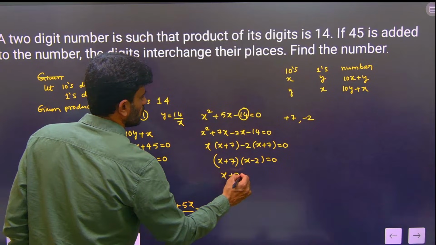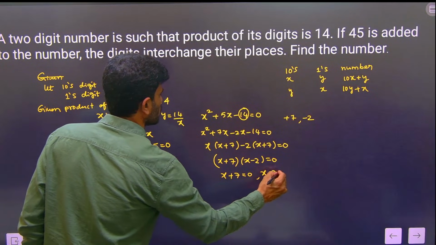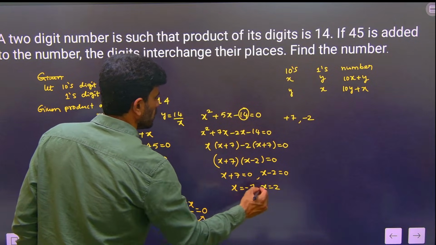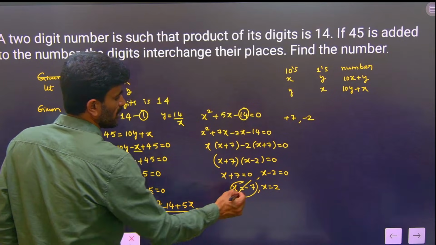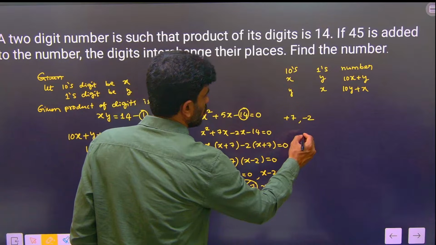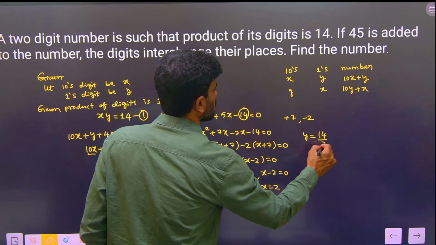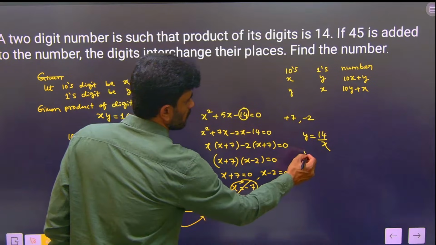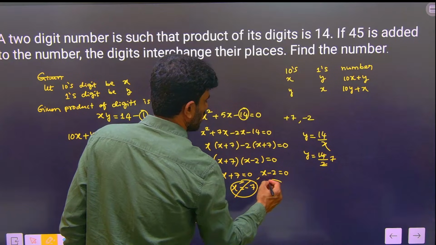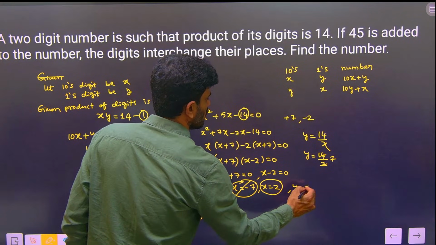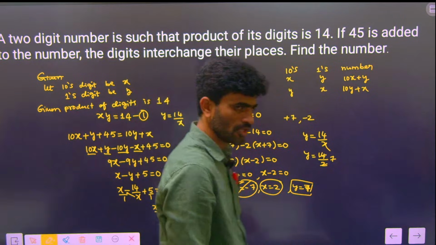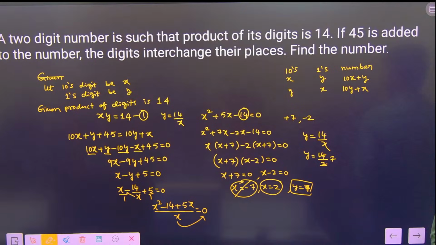x plus 7 is equal to 0, x minus 2 is equal to 0. So x is equal to minus 7, x is equal to 2. A digit cannot be negative, I said, so we can't take minus 7. So x is equal to 2. If x is equal to 2, we know y is equal to 14 by x. So y is equal to 14 by 2. So x is 2 and y is 7. Therefore the number is 27. You should write the conclusion also at last: Therefore the number is 27.